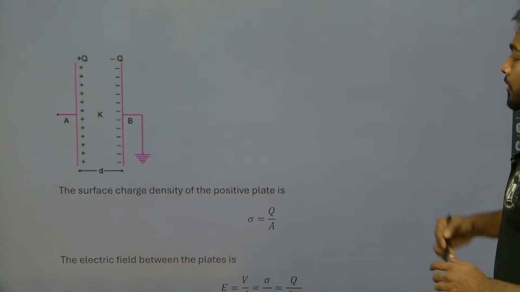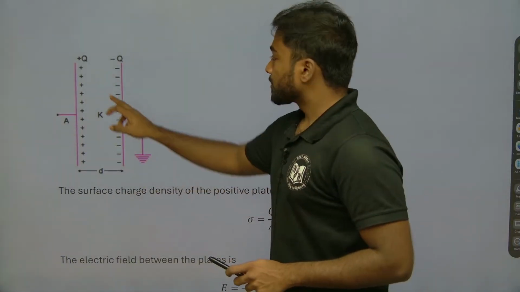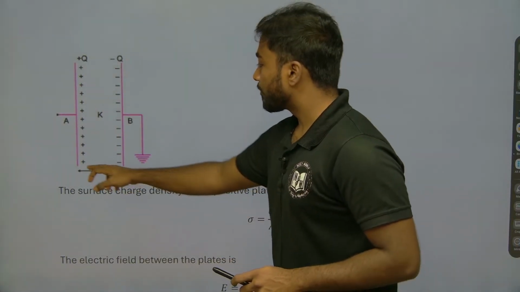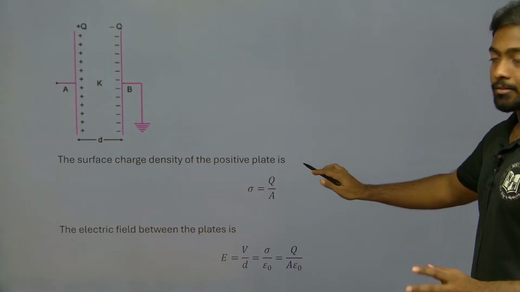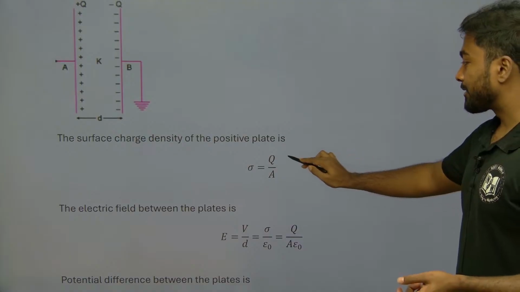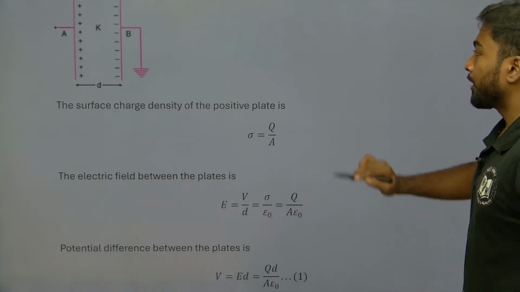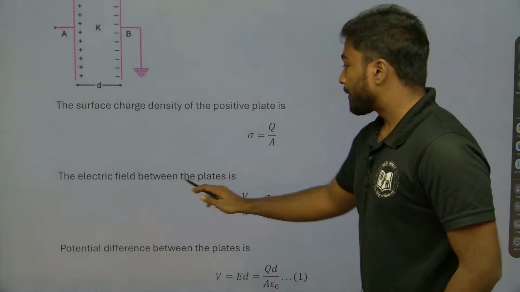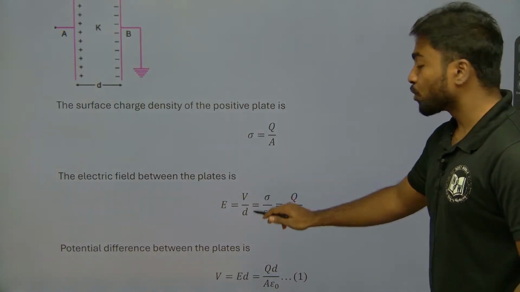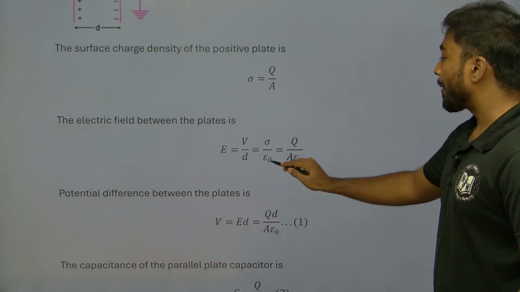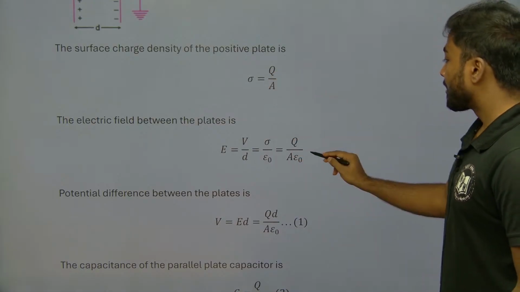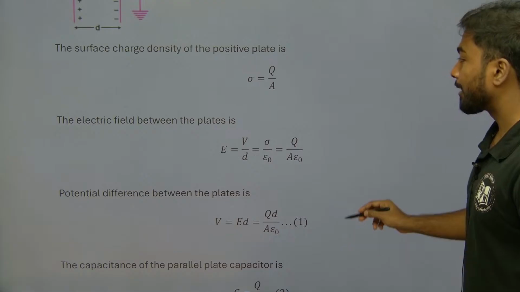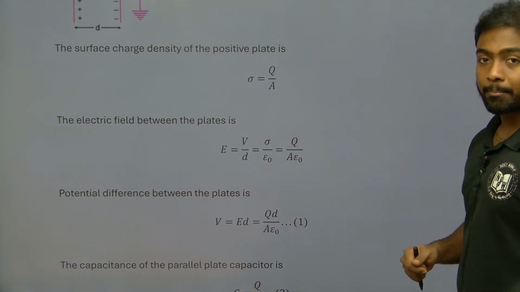So this is the thing, right, A and B. This is plus Q and this is minus Q, and the distance between them is d. The surface charge density of the positive plate is sigma equals Q by A, charge by area. And the electric field between the plates will be E equals V by d, which is nothing but sigma by epsilon naught. So what is sigma? It is Q by A. So Q by A epsilon naught is the electric field between the plates.